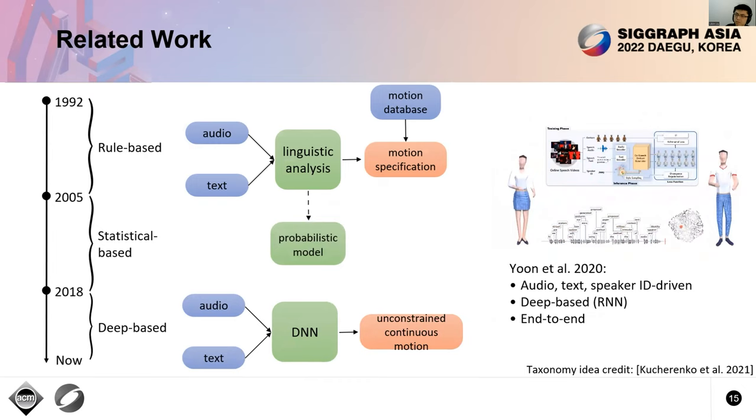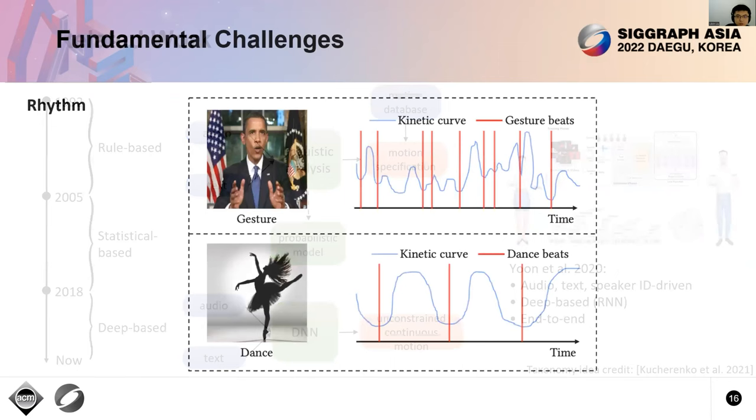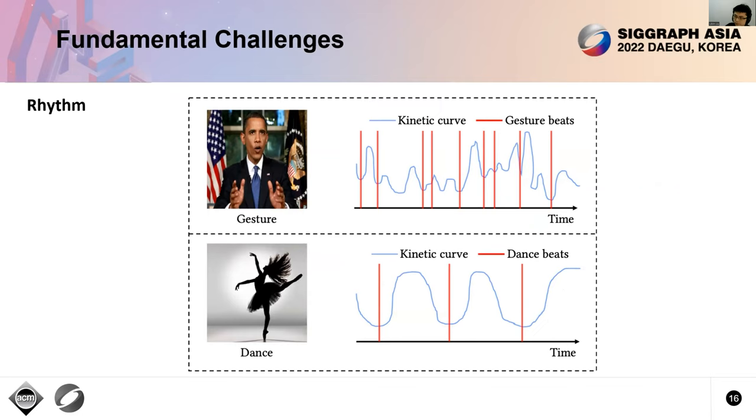But there are always problems with the previous motion generation methods. The first disadvantage is the quality. We find that end-to-end training always generates some averaged motion when it is applied to audio that was not seen in training. So this problem is definitely very, very challenging. But we can do some analysis on the problem, and we think there are two aspects that are very important. The first is the rhythm.